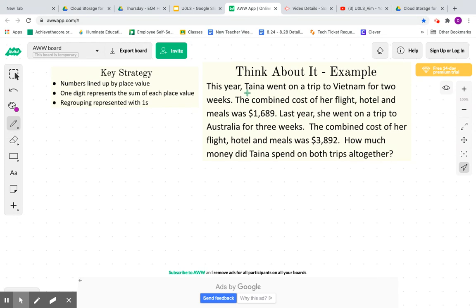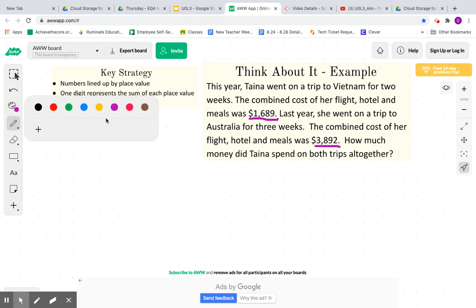This year, Taina went on a trip to Vietnam for 2 weeks. The combined cost of her flight, hotel, and meals was $1,689. Last year, she went on a trip to Australia for 3 weeks. The combined cost of her flight, hotel, and meals was $3,892. How much money did Taina spend on both trips altogether?